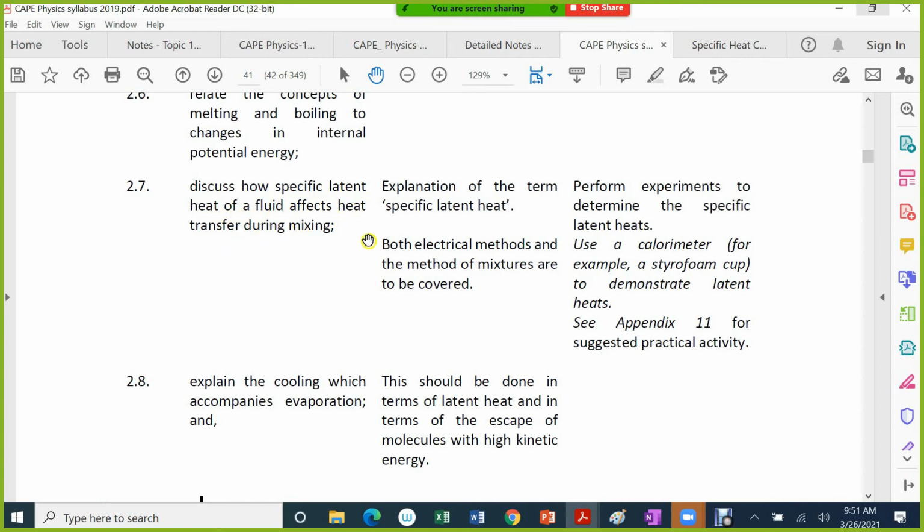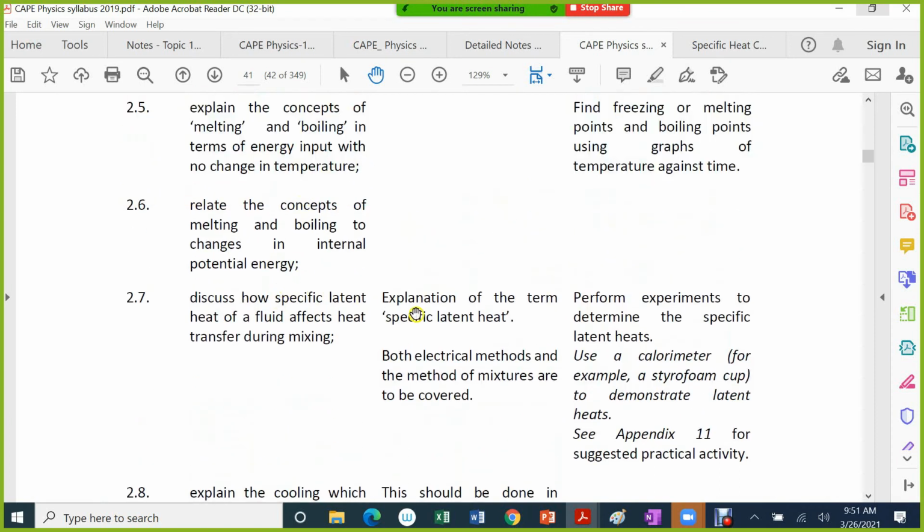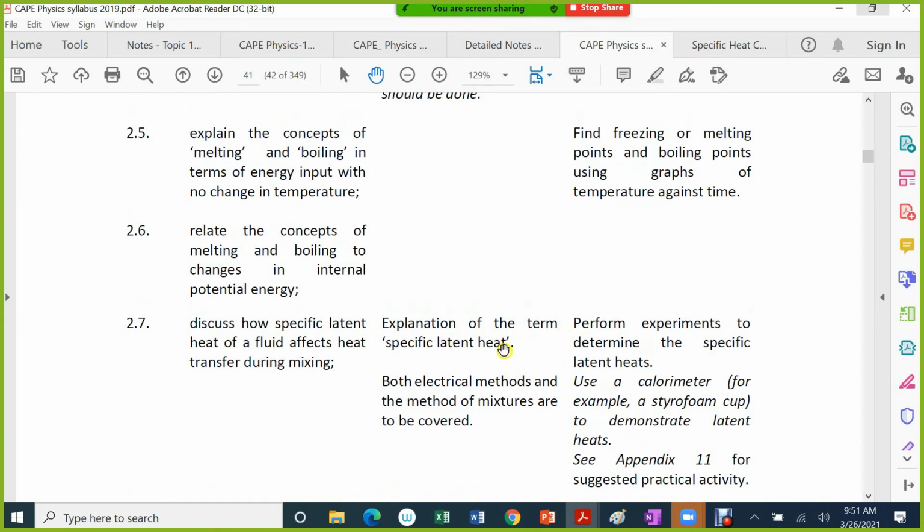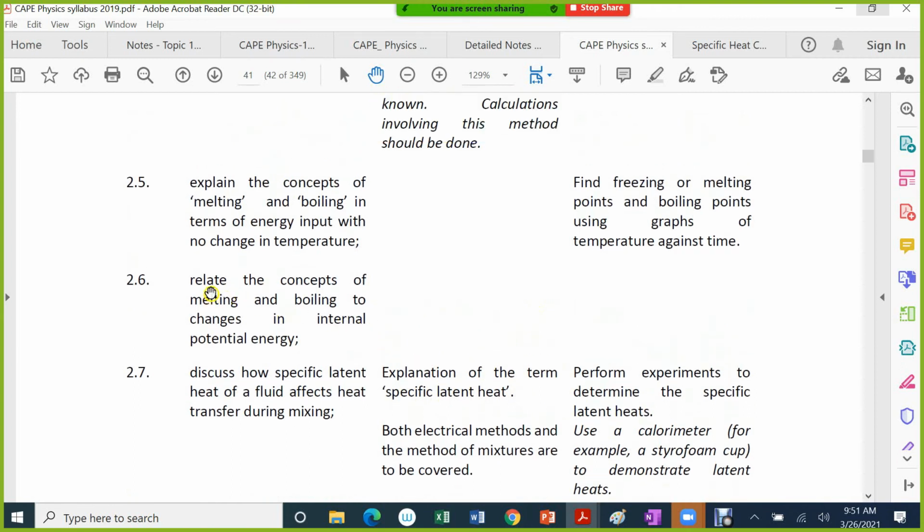We discussed how specific latent heat of a fluid affects heat transfer between a mixture. Maybe I need to find out what this is saying, but I'll get back to you on that one. But at the end of the day, we use both electrical methods. So it says that we should cover both electrical methods and the method of mixtures, and of course, use a calorimeter, which is more than likely a styrofoam cup, to demonstrate it. We were supposed to do a practical pertaining to this, but obviously, that won't happen.